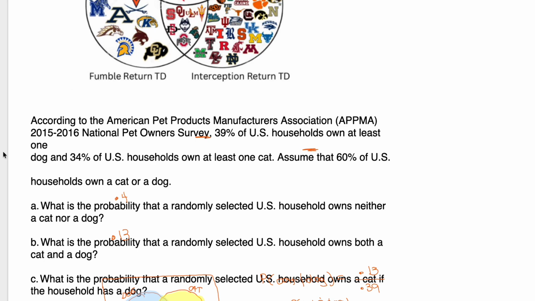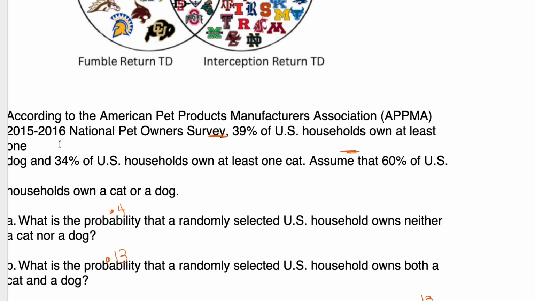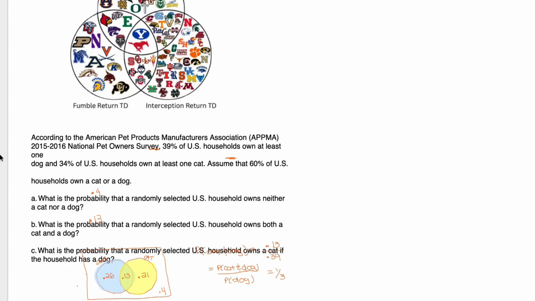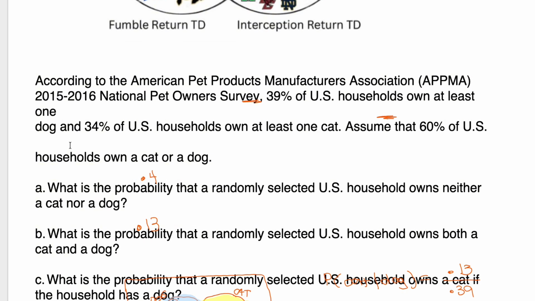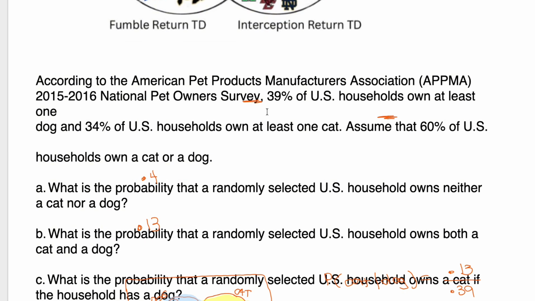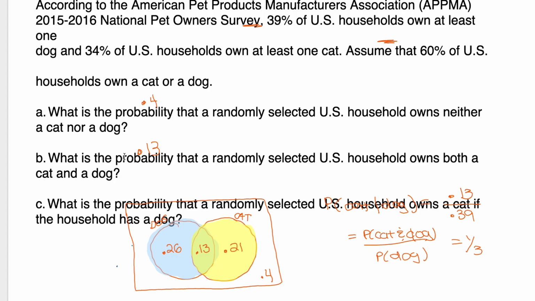Take a look at this question. According to the American Pet Products Manufacturers Association, also known as APPMA, sorry for that, trying to adjust the size of the screen. It's always hard for me to do. Okay, 2015 to 2016 National Pet Owners Survey, 39% of U.S. households own at least one dog and 34% of U.S. households own at least one cat. Assume that 60% of U.S. households own a cat or a dog. Part A, what is the probability that a randomly selected U.S. household owns neither a cat nor a dog?